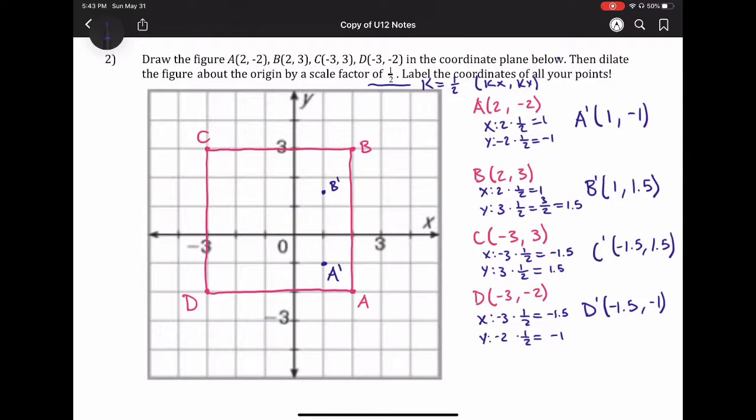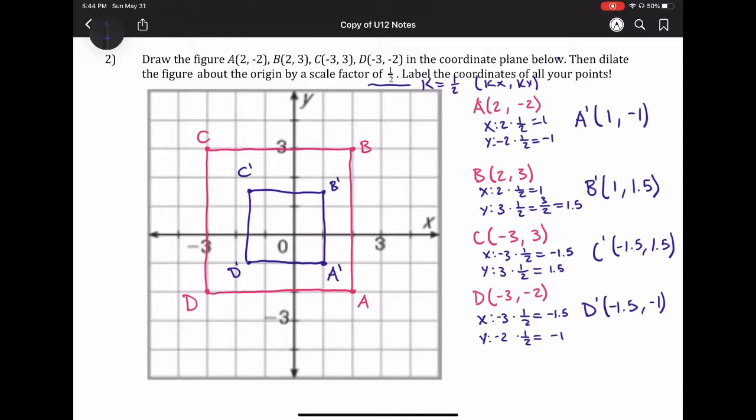Letter C, a little trickier yet because we have half of a point. So I have negative 1.5 and up 1.5. So I'm directly in the center of that grid square. So that's my new C. And my new D is at the point negative 1.5, negative 1. That's my new D. And now let's go ahead and connect the dots. And that is my dilation by a scale factor of 1/2, which again means that my shape should be half the size of the original.